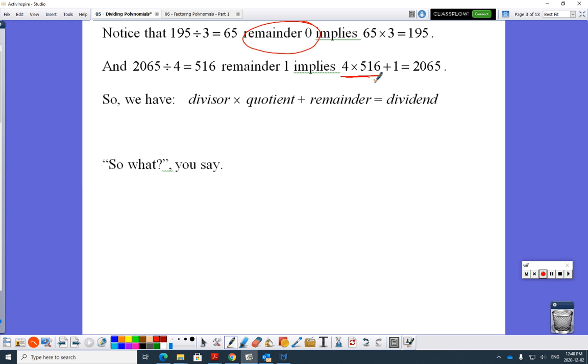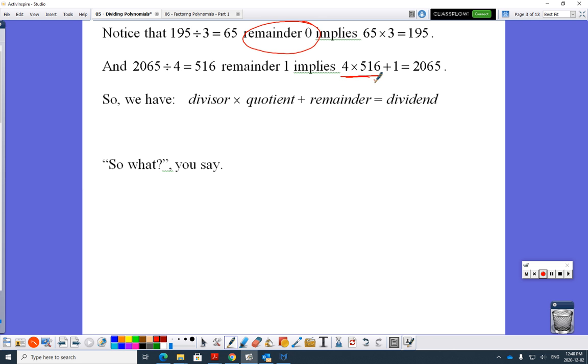So we have this: divisor times quotient plus remainder equals dividend. These words are supposed to come up in grade 7, but lots of times teachers just leave those words on the shelf and just show you their procedure and don't worry about it too much because these words don't come up a whole lot, but you're going to need them. You're going to need them.